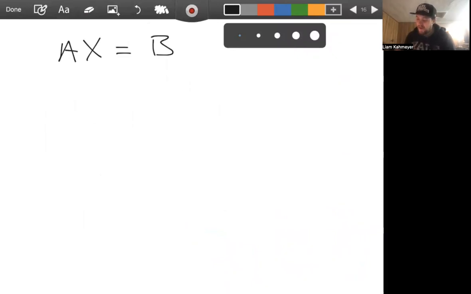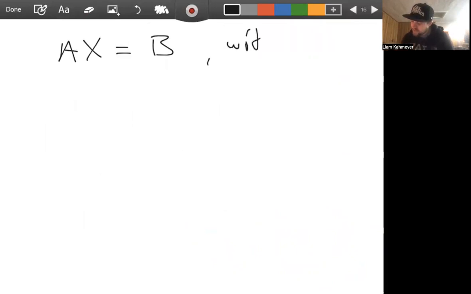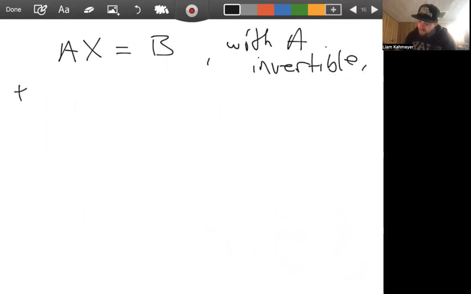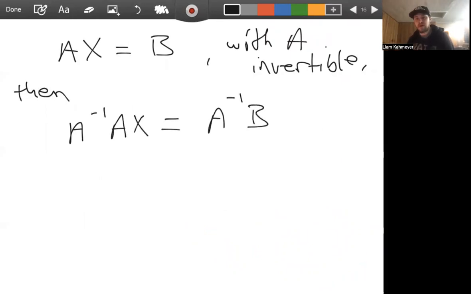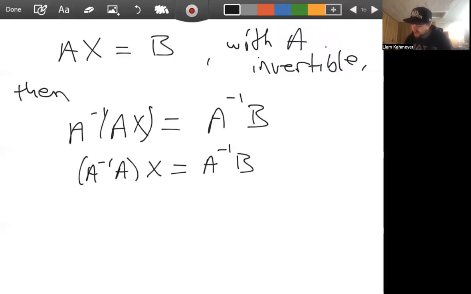Well, now we know how to compute the inverse of a matrix. And so if you have a system Ax equals b with A invertible, then what could we do? Well, then we could multiply by A inverse on the left. And whatever you do to one side of an equation, you have to do to the other, right? Technically, this would be A inverse times the product Ax, but matrix multiplication is associative, so we would get A inverse times A times x equals A inverse b. And then we would have x equals A inverse b.